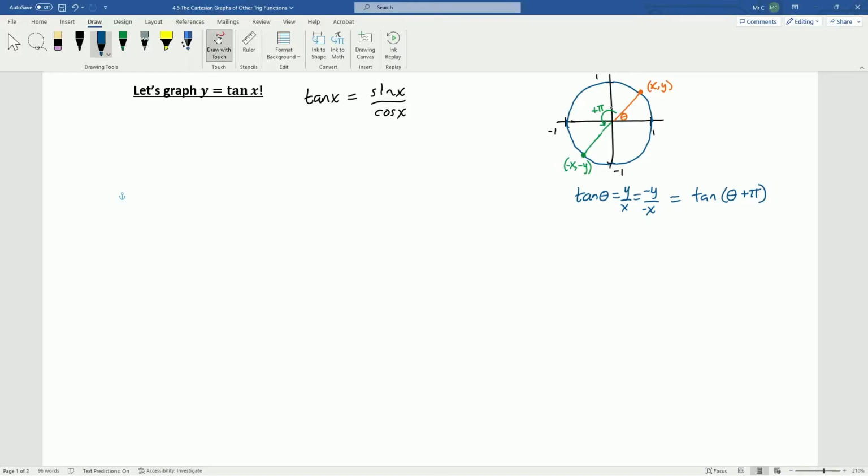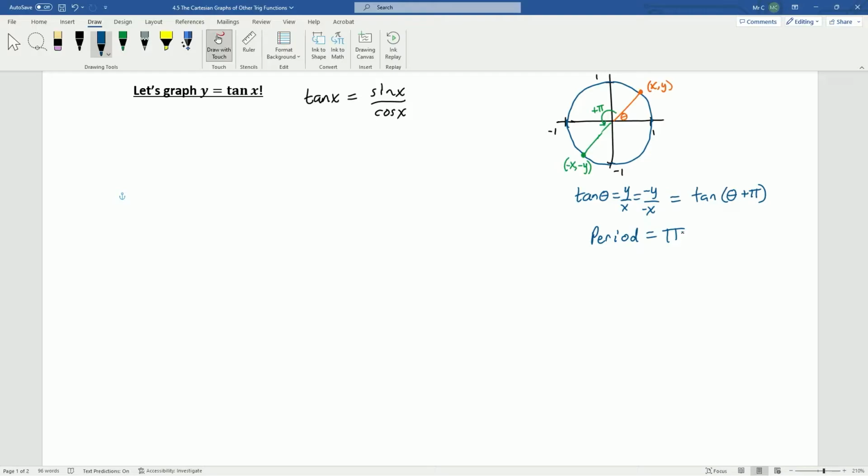In other words, whenever I add pi to my angle, I'm going to get the same value for my tangent function. So, whereas sine and cosine repeat every 2 pi, tangent repeats every pi. And again, that's because once we go half of a circle, you start getting these negatives canceling out, and so you end up getting the same values you got in the quadrant that was pi before that. So in other words, that tells me that the period here is pi.